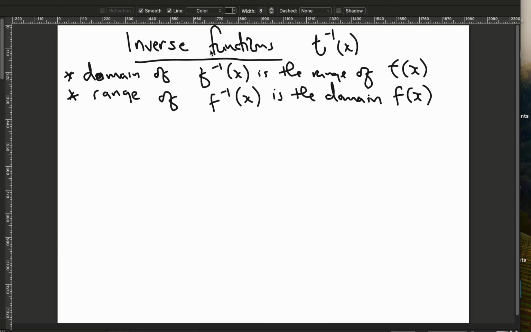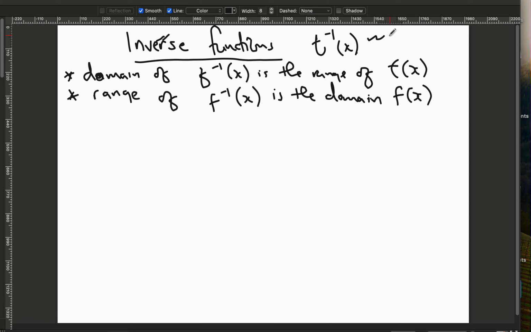Let's now talk about an inverse of a function. When we talk about the inverse of a function, it can be written as f to the negative 1 of x, right? That's the representation of an inverse of a function.